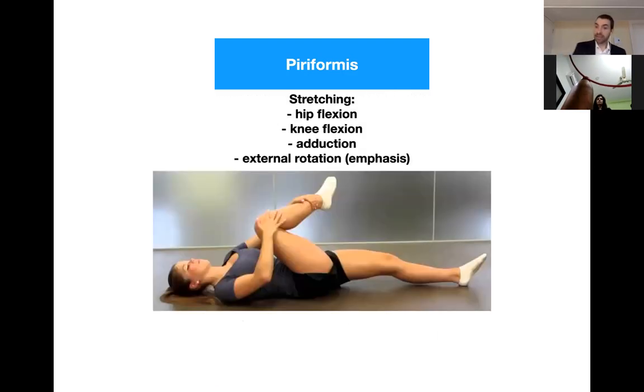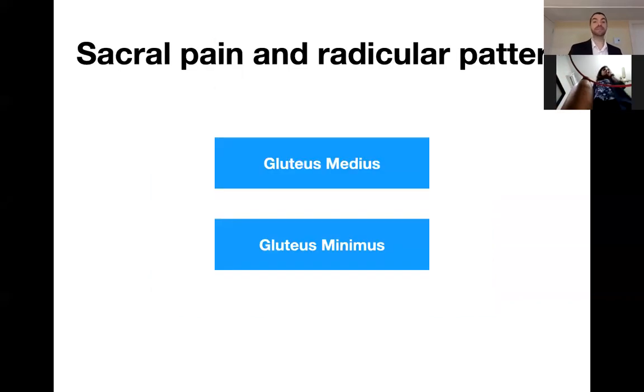So after we press it, then we have to do our stretching. That's a very important part. So what we're going to do, the same thing that we did with gluteus maximus. We are doing the hip flexion, knee flexion, but also we are doing adduction and external rotation. The emphasis will be in the external rotation, all right? Okay, so more or less what she's doing in the picture here, it's the stretch for the piriformis.